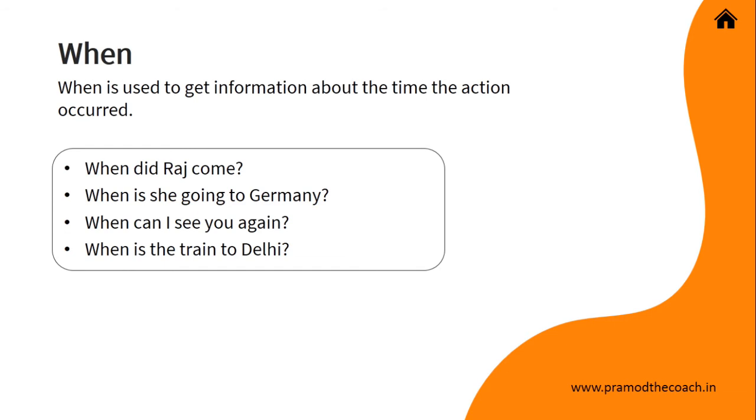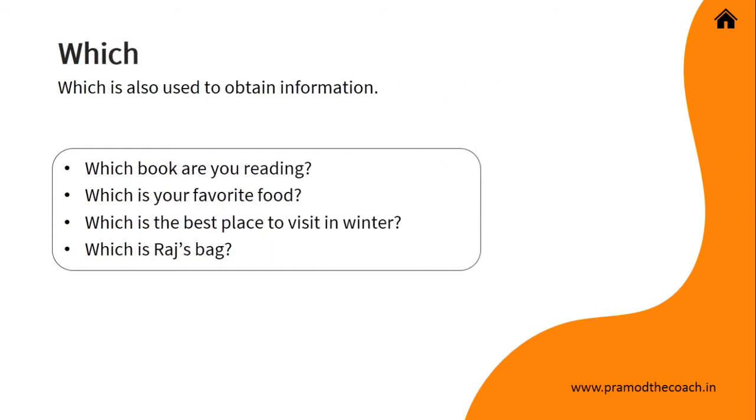When does your college start? When do your music classes start? When do your computer classes start? So like this, when you want to know about the time or event, then you use when. Let us look at the next W. So the next W is which. Which is used to obtain information.